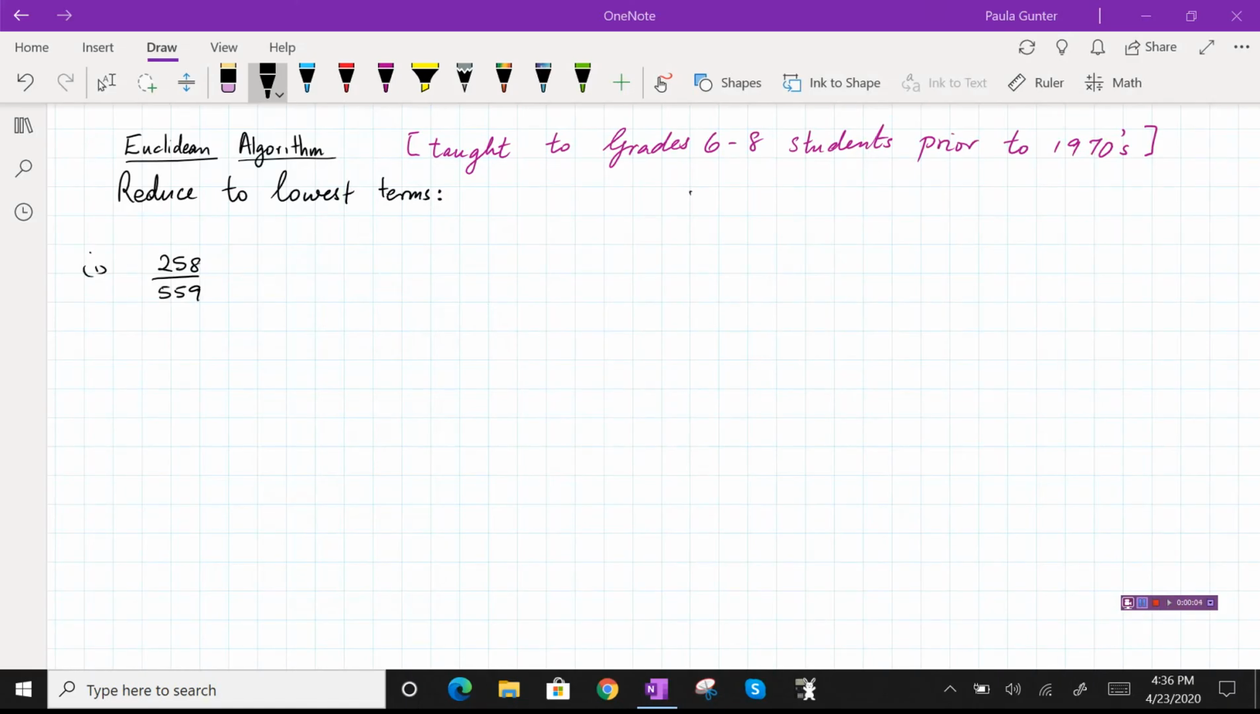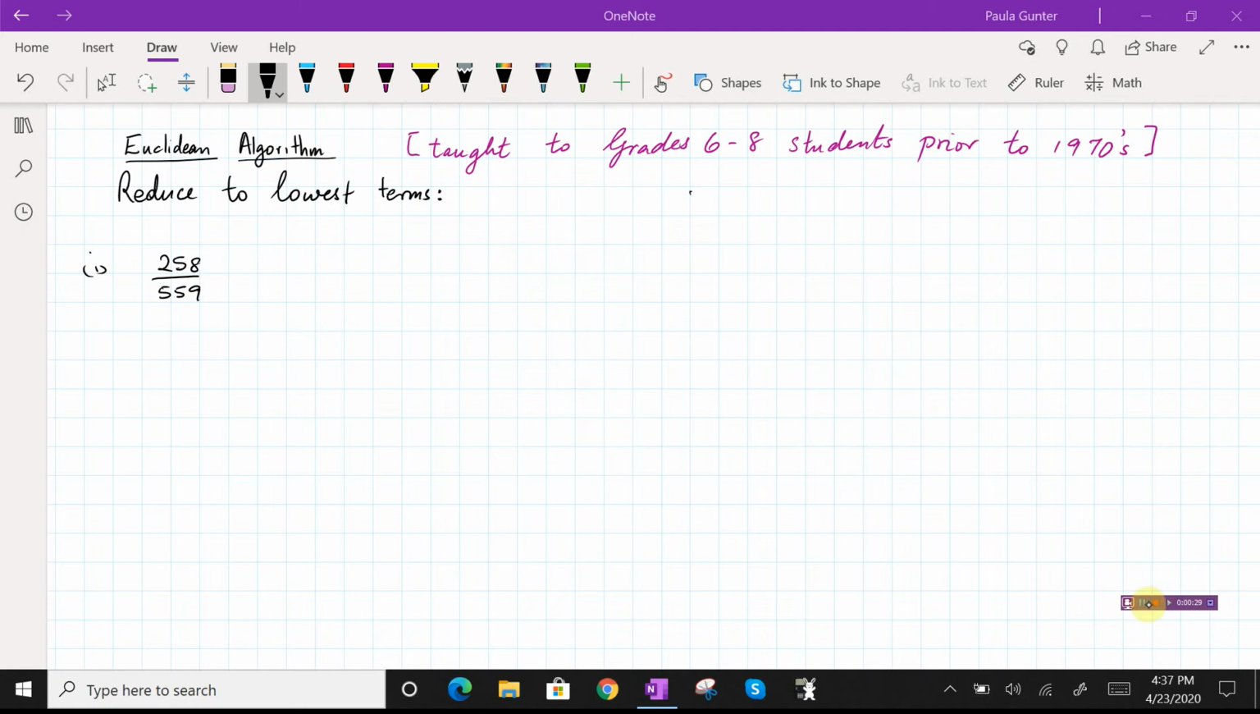Prior to the 1970s, many textbooks for grade 6 to grade 8 had many problems with fractions that just seemed impossible. For example, 258 over 559. And the question was, what do you do?